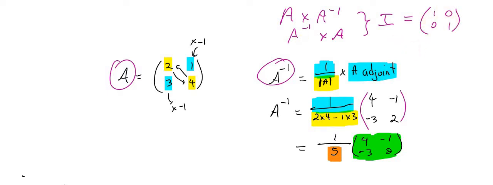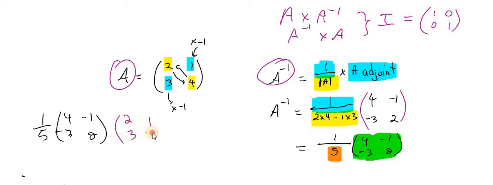So just for proof, I'm going to show you quickly that when we have 2, 1, 3, 4, I'm going to multiply by A inverse. In fact, let's put A inverse first because it's easier to work it that way. So A inverse is 1 over 5 times 4, -1, -3, and 2. All of this is A inverse. Now we're going to multiply it by matrix A, 2, 1, 3, and 4. What we're going to end up with is the identity matrix, as we said. So you're going to see that's the case.